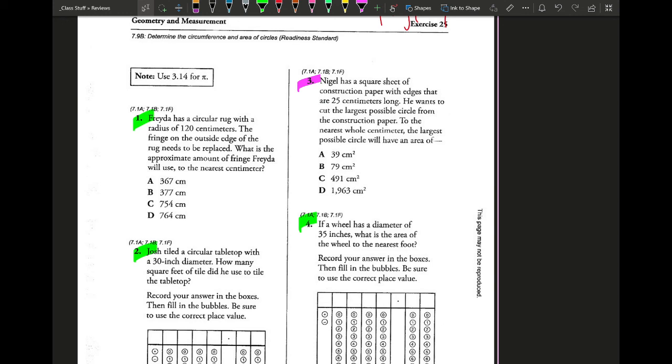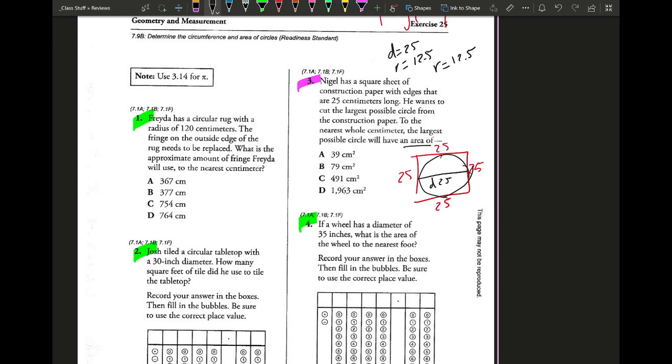Number 3, Nigel has a square sheet of construction paper with edges that are 25 centimeters long. So it's a square, right? Every side is the same. He wants to cut the largest possible circle from the construction paper, to the nearest whole centimeter. What is the possible circle? Will have an area of what? So basically, he wants to cut a circle. What's the diameter that this circle can be? 25, right? That's the diameter. But if I need to find the area, I need the radius. So if my diameter equals 25, my radius is going to be half of that, right? 12.5.